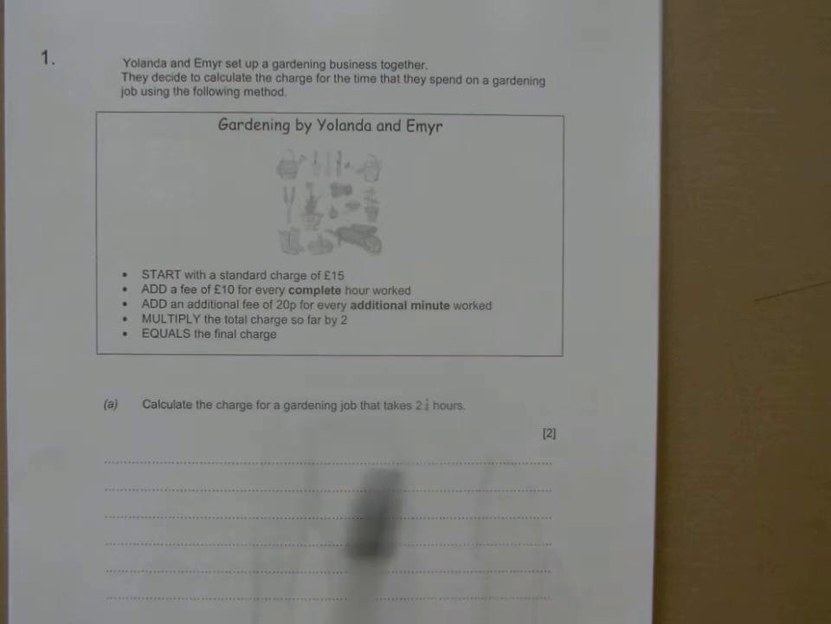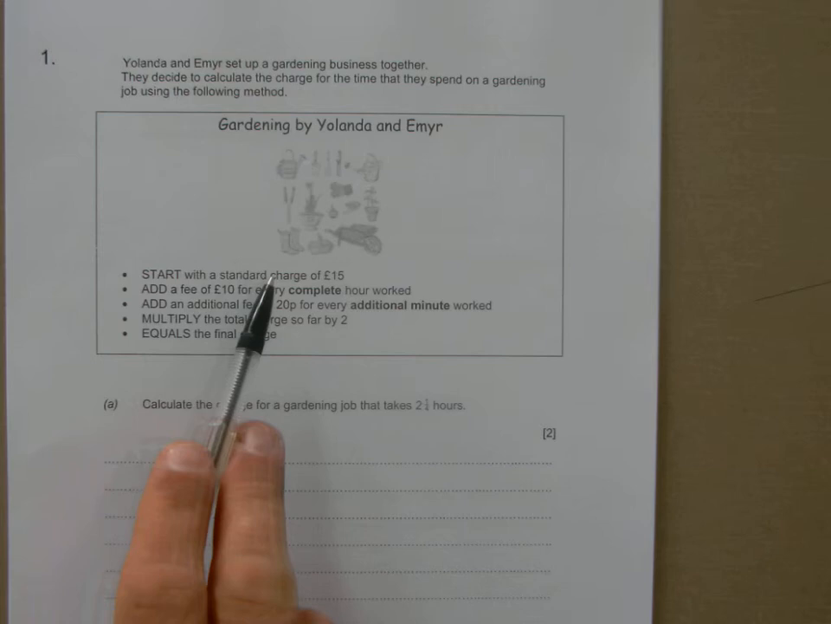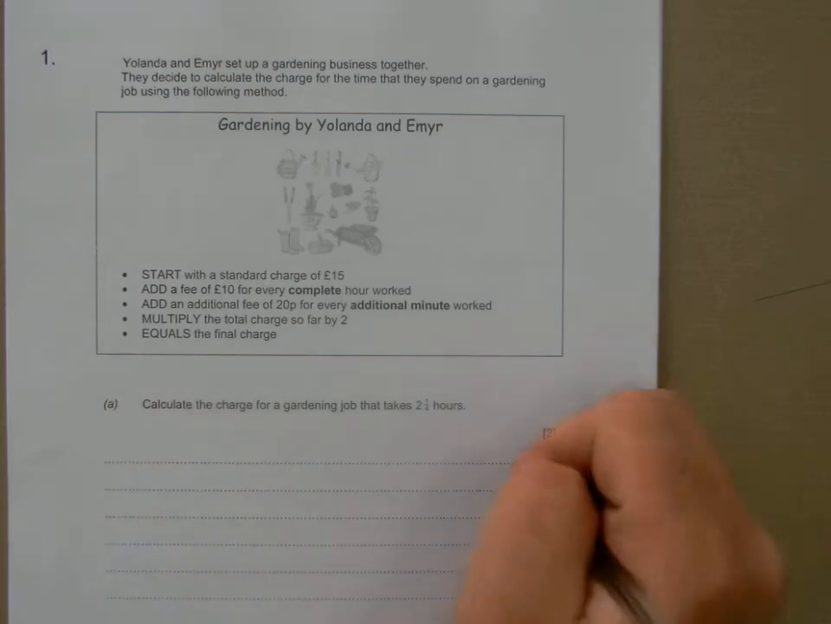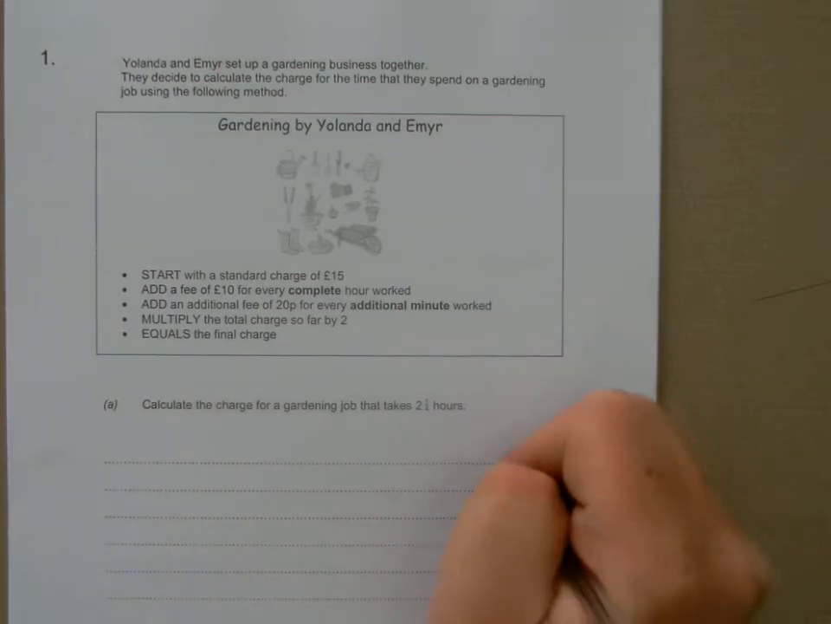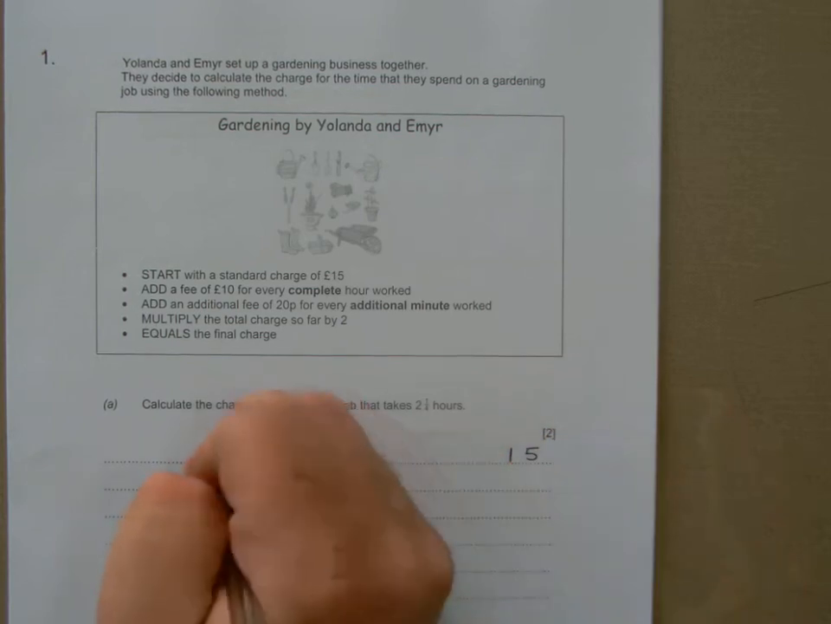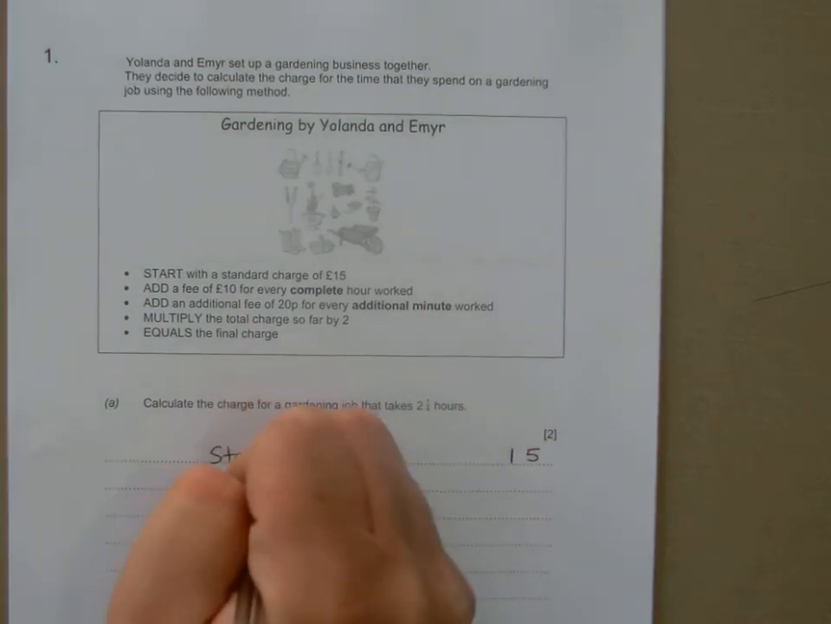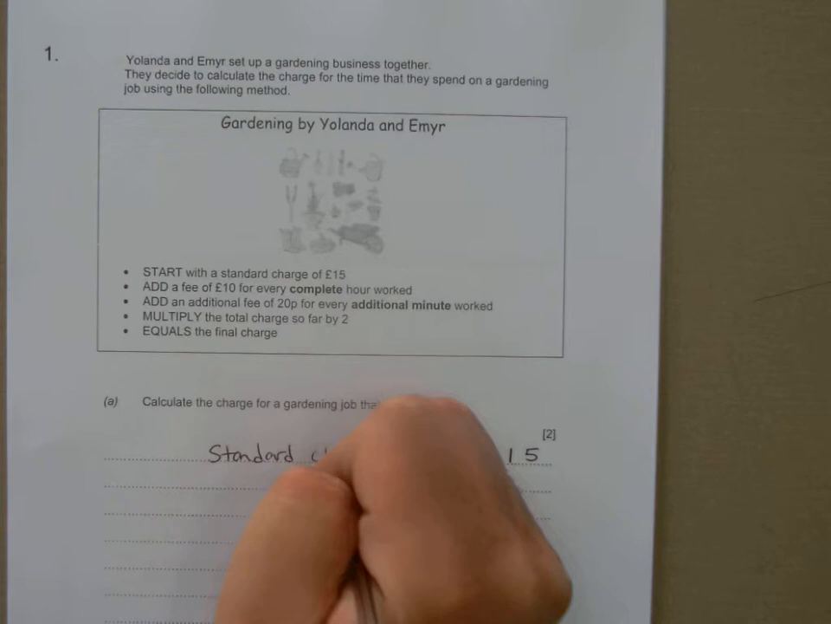Okay, so we've got this gardening company here set up by Yolanda and Emyr, and this is how they charge for the work that they do. It says in part A, calculate the charge for a gardening job that takes 2¼ hours. To start with, there's a standing charge of £15, which is applied regardless of how much work they do.